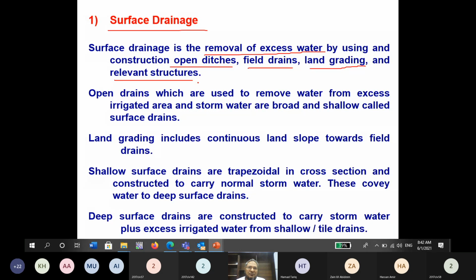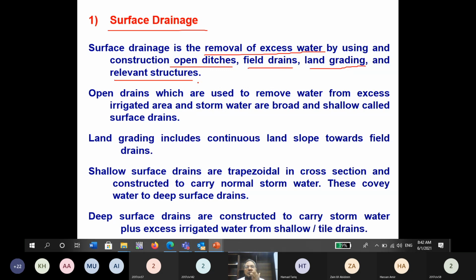So in the surface drainage, what we have to do is provide the ditches and drains. Whenever there is a rainfall or excessive irrigation, those drains receive that water, and then the water moves in the downstream direction.